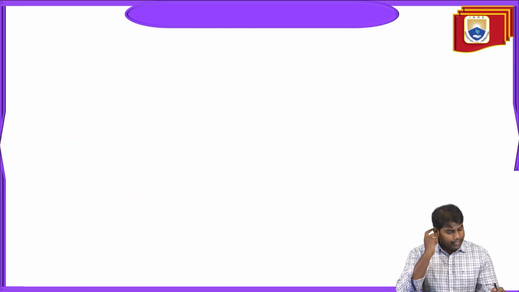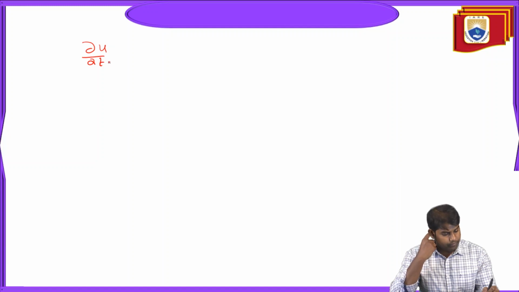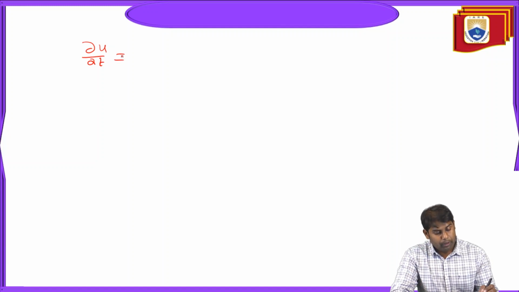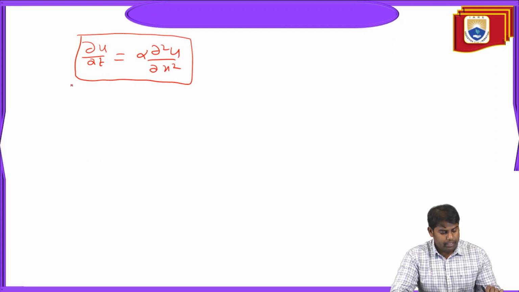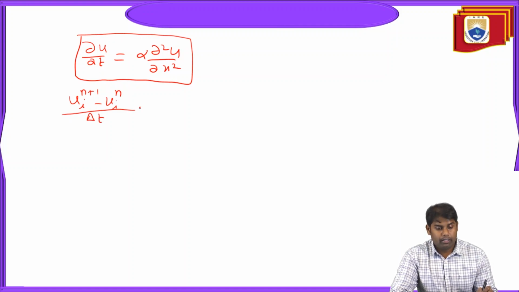So basically, let us take the same equation, the 1D unsteady diffusion equation. For the left hand side term, we have u of i to the power of n plus 1 minus u of i to the power of n, divided by delta t, which is equal to, and here the switching factor comes into major play.